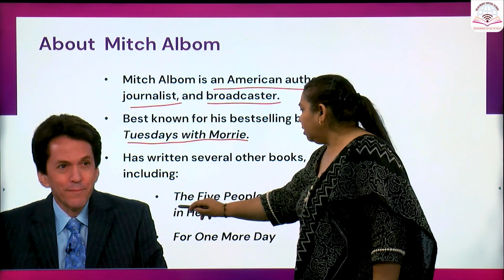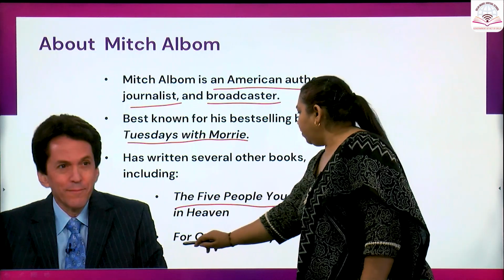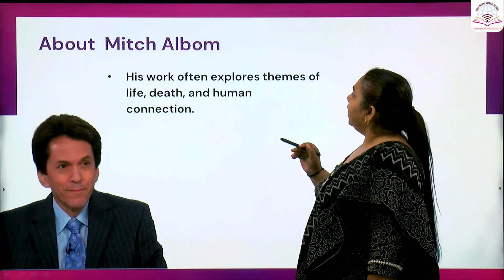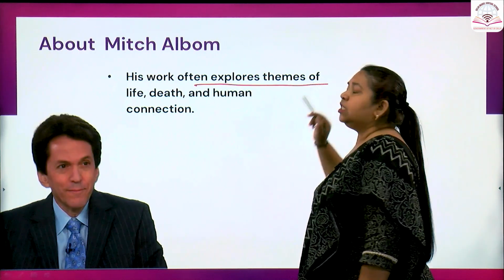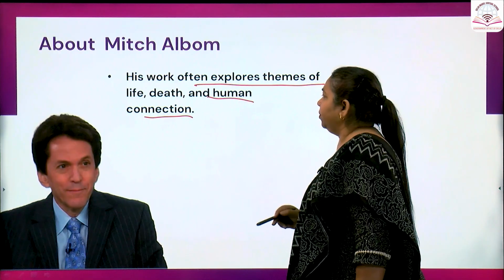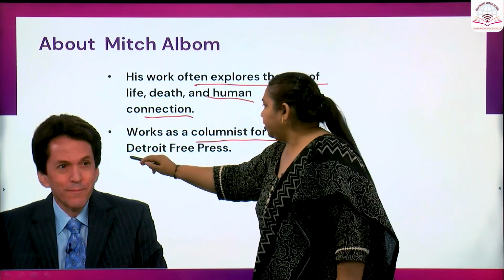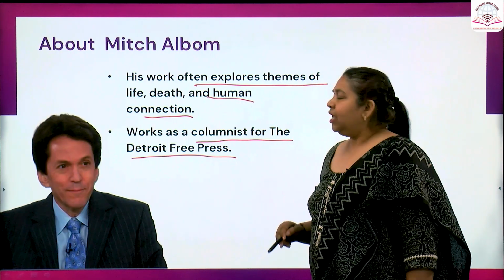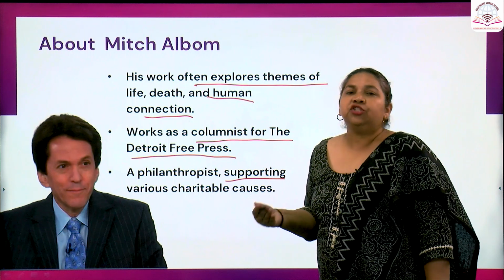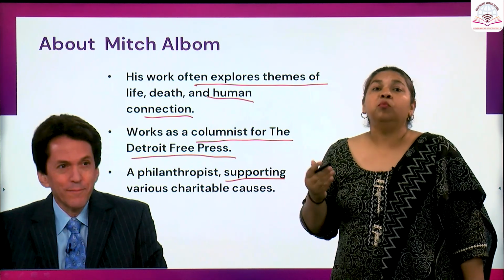The titles are The 5 People You Meet in Heaven and For One More Day. Now, the names themselves tell us that he often explores themes of life, death, and human connection. He also works as a columnist for the Detroit Free Press. He is basically a philanthropist who supports various charitable causes. Now let's know more about the book.